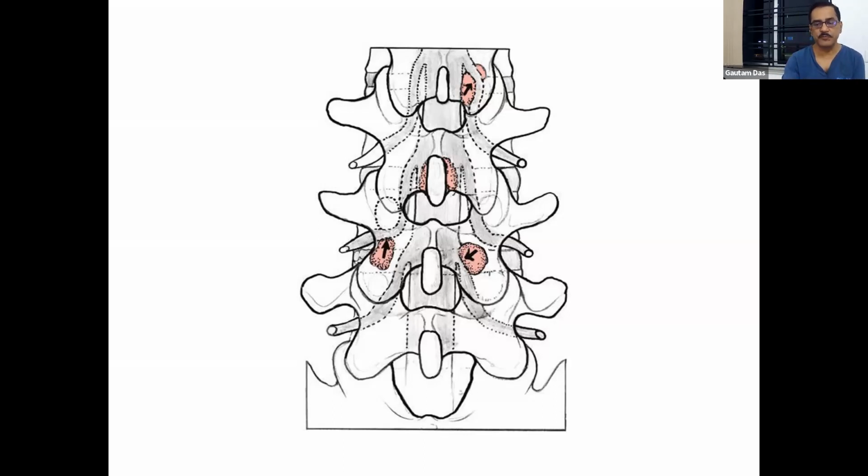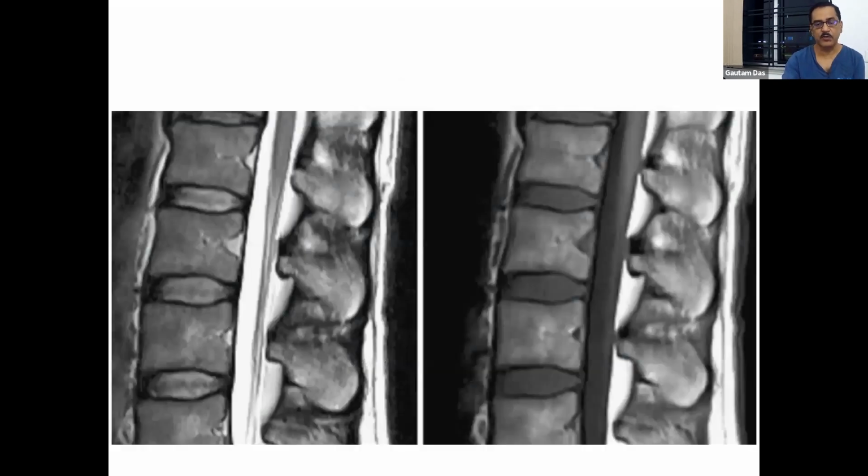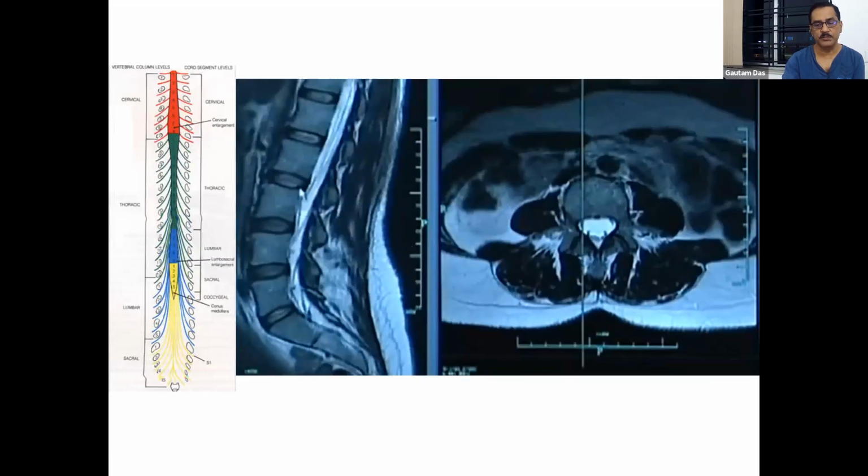When the disc prolapse is far lateral, that means when the disc prolapse is here, or when the disc prolapse is upward migrated, then the exiting nerve root might be involved. Okay, I'll be discussing this point again later. Let me come back to this slide first.